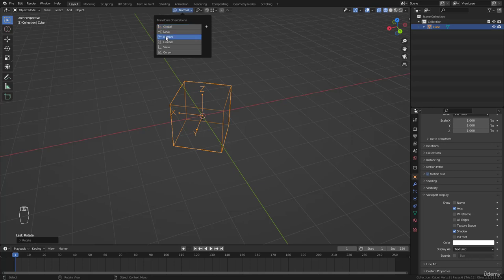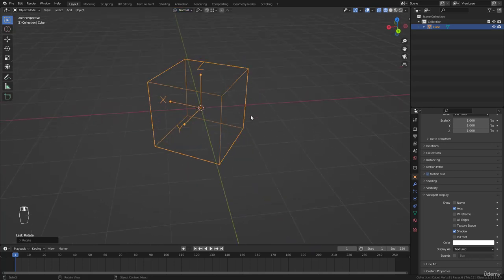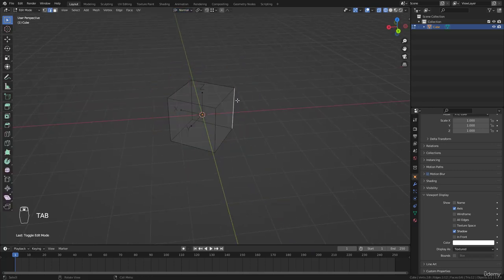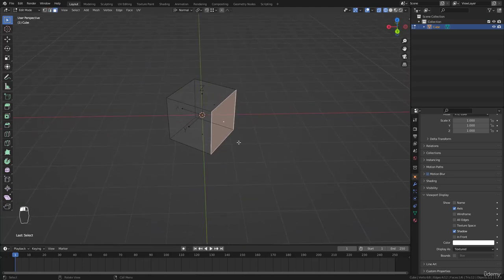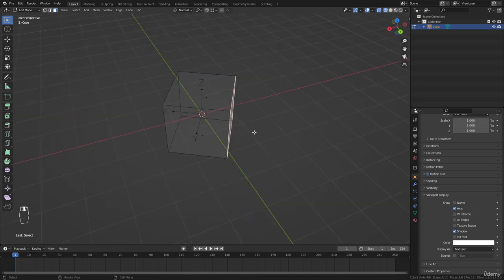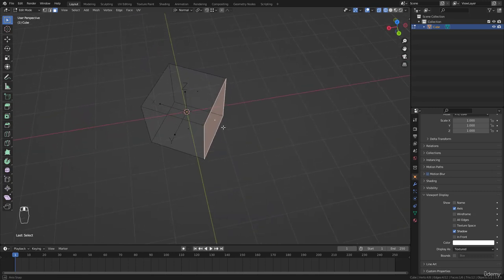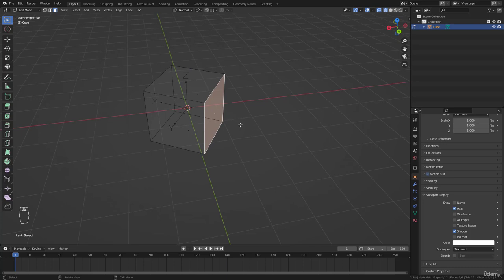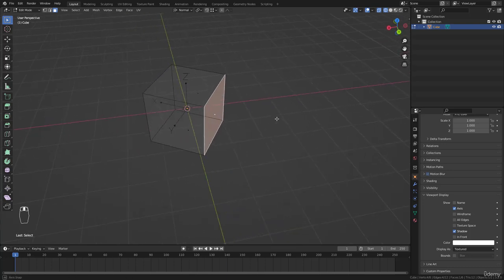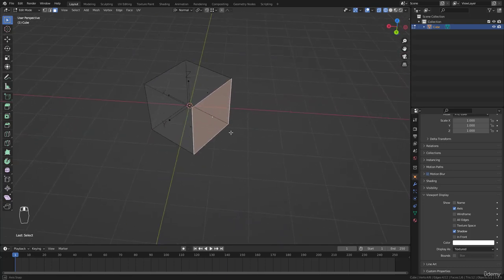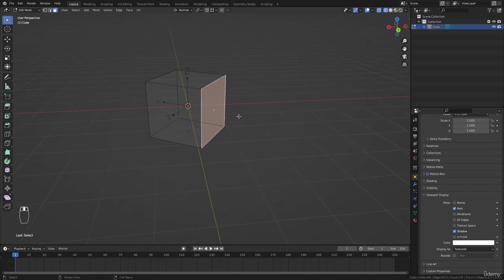The next one is normal. Normal is mainly used in edit mode. You go into edit mode, and you know what normal is because we talked about that. For example, the face's normal is where this face is pointing, where this face is looking. So depending on this normal orientation, it changes.